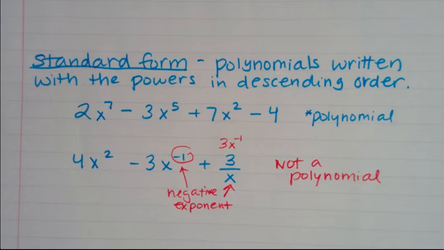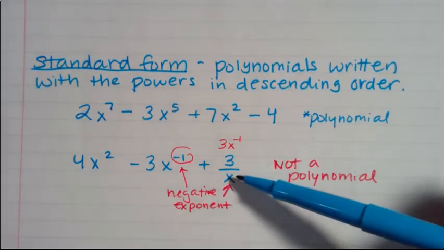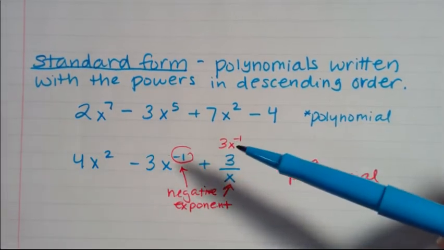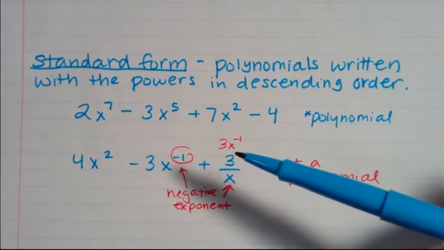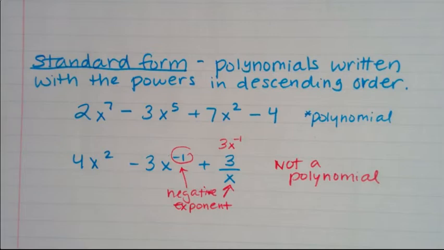Unless somehow you have something crazy here, and if our x had a negative exponent here, I could move it up to the top and make it a positive. So in that case, it would be a polynomial, so keep your eye out for that. But I would guess that that's not going to happen a ton. Okay.